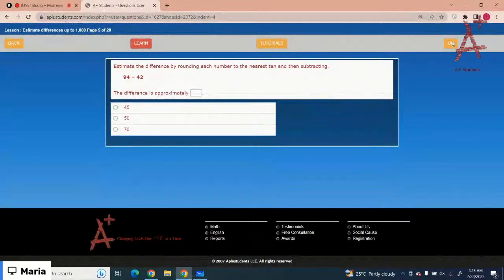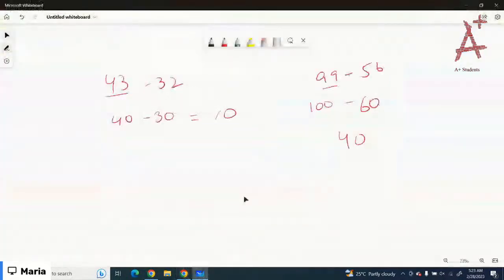The next one is 94 minus 42. So 94 is rounded off to 90 and 42 is rounded off to 40. So 90 minus 40 is 50. Got it?